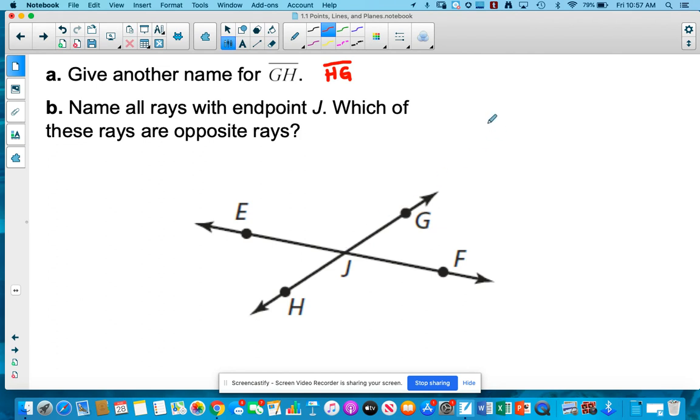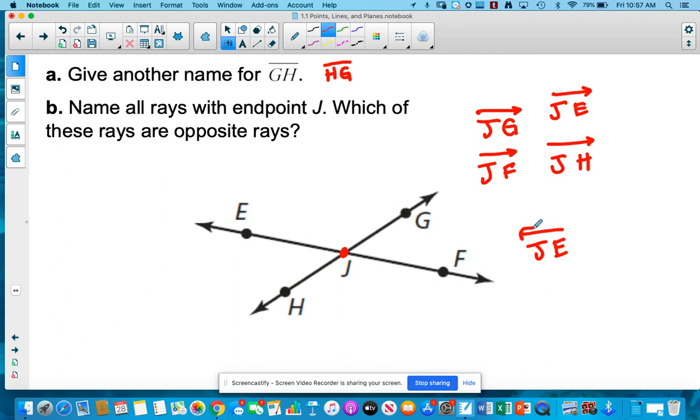If I'm naming an endpoint, I would say JG, and notice the arrow goes with the G. This is my endpoint. I would also say JF, I would also say JH, and I would also say JE. I could not say EJ and have my endpoint as E, because that's not my endpoint. So with endpoint J, your endpoint has to be your vertex.